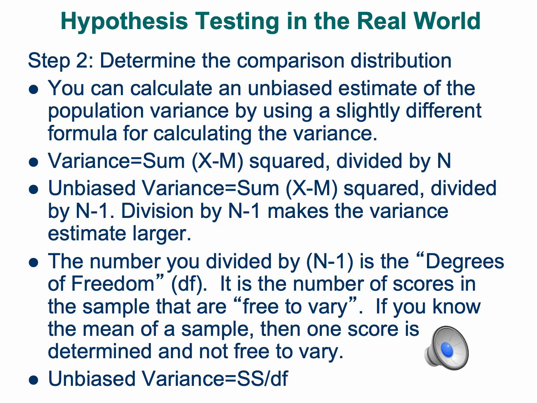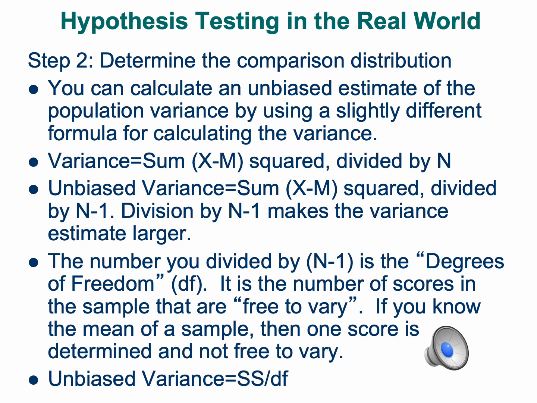Okay, this is a continuation of step 2, determining the comparison distribution, and we're going to figure out a way to determine an estimate of the comparison distribution variance. You can get an unbiased estimate of a population variance by using a slightly different formula for calculating the variance. Ordinarily, the variance is equal to these differences of the scores to the mean. So you take the difference of the score, which is indicated here by x, minus the mean, and you square these differences, and you divide by n, which is the sample size or the population size. Well, an unbiased variance estimate is equal to the same sum of squares divided by n minus 1.